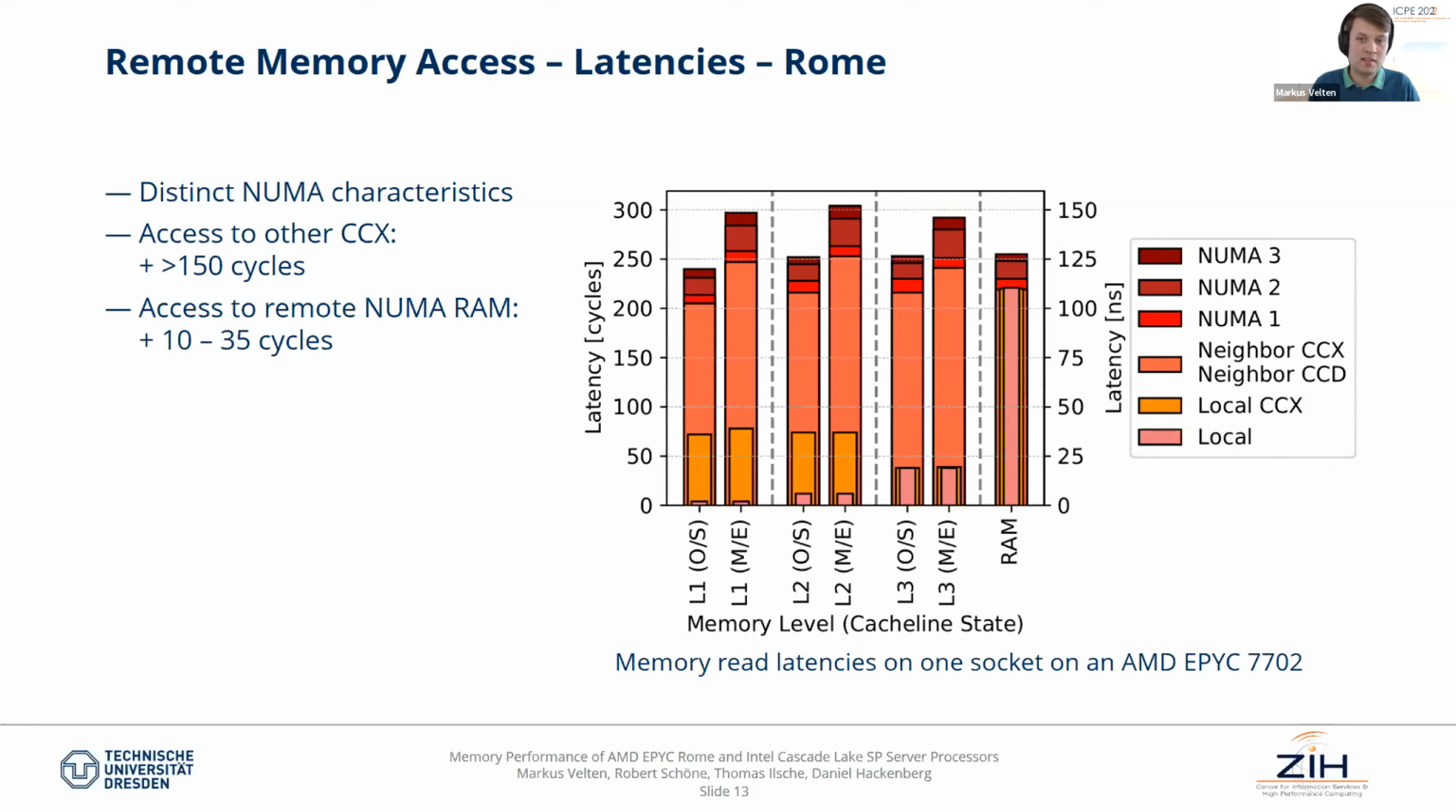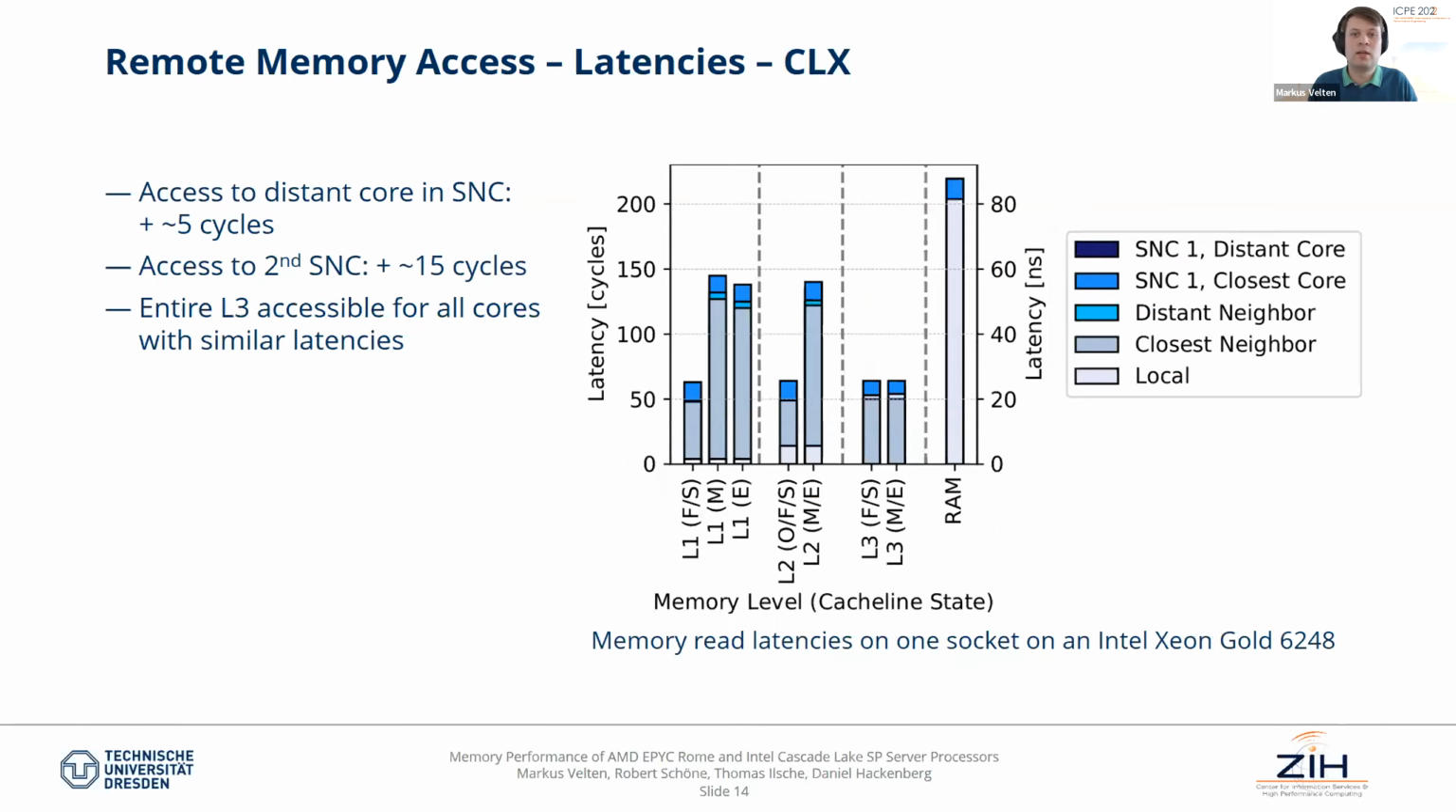And then access to the main memory of another NUMA node takes another 10 to 35 cycles, depending on the position. And that is pretty much the caveat with the L3 cache as well. The L3 cache has only the 39 cycle latency when you're within the local CCX. Once you start to leave it, you get the penalty of at least 150 cycles.